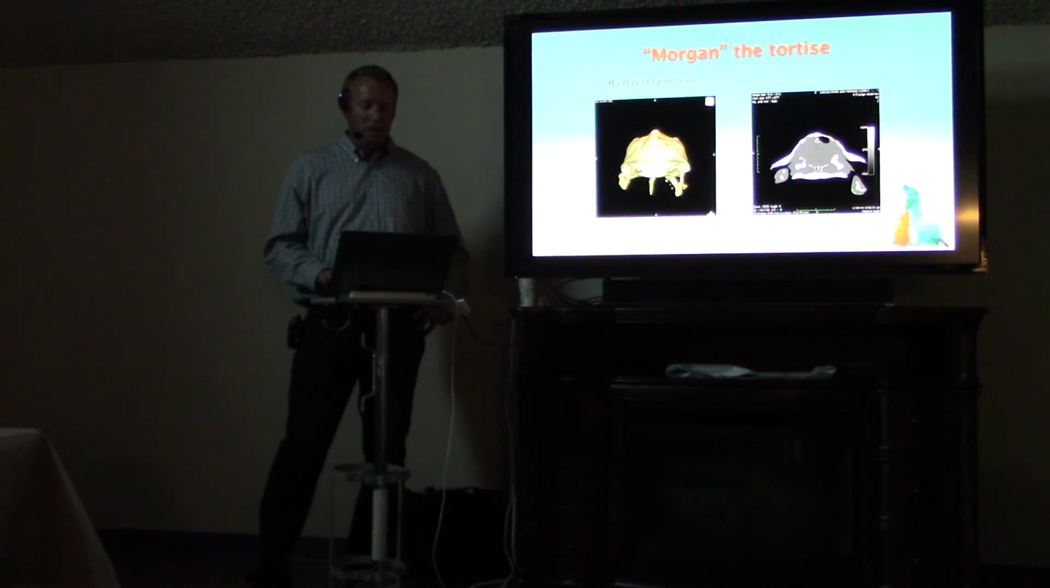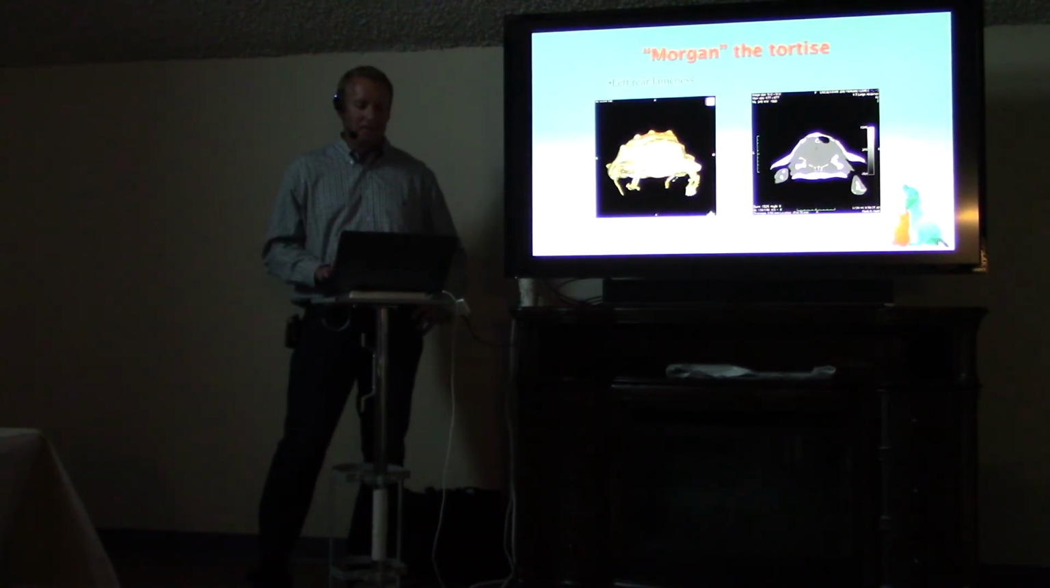This was Morgan the tortoise, who presented with a left rear limb lameness, and this 3D reconstruction doesn't really provide a whole lot of information about the lameness. It's just kind of a neat thing, although this left rear leg is for some reason not extended as far as the right rear leg. I don't know how significant that is, but when we look at the axial scans, we can see some pretty significant erosion of that coxofemoral joint on the left side.